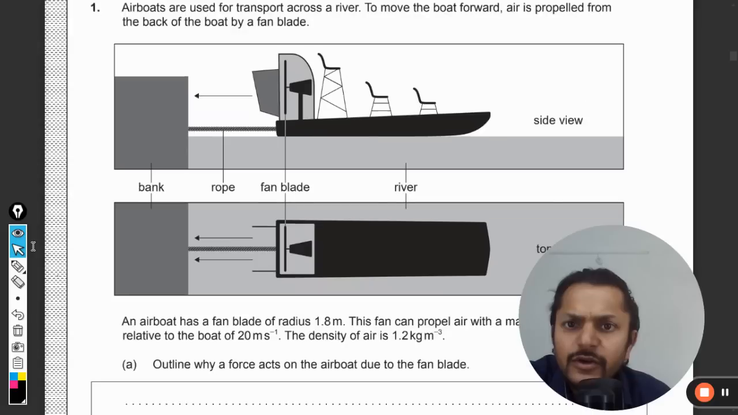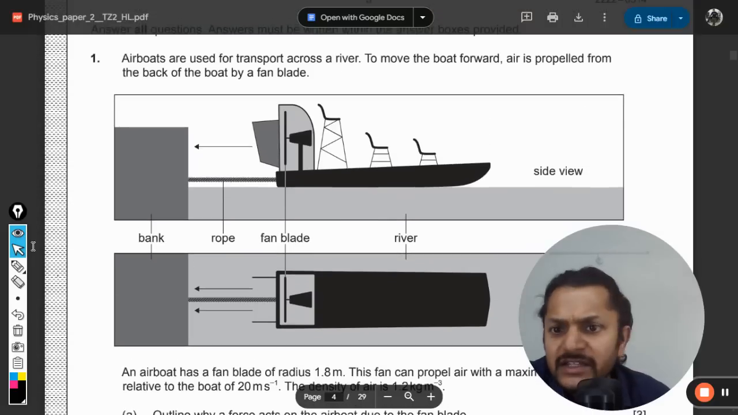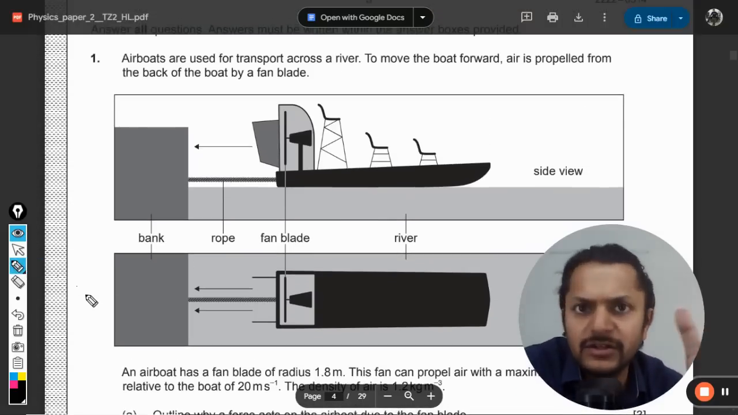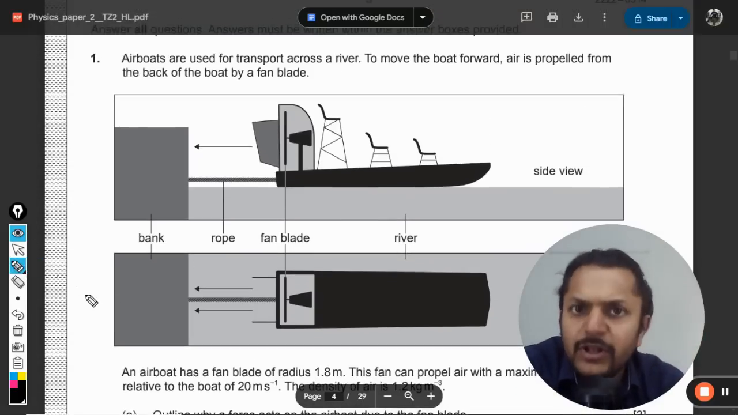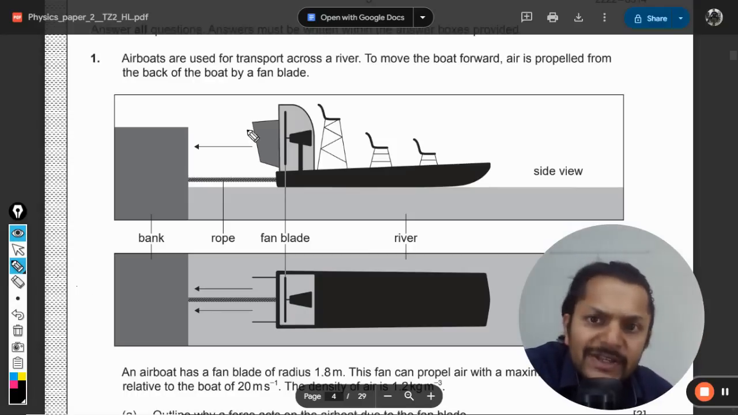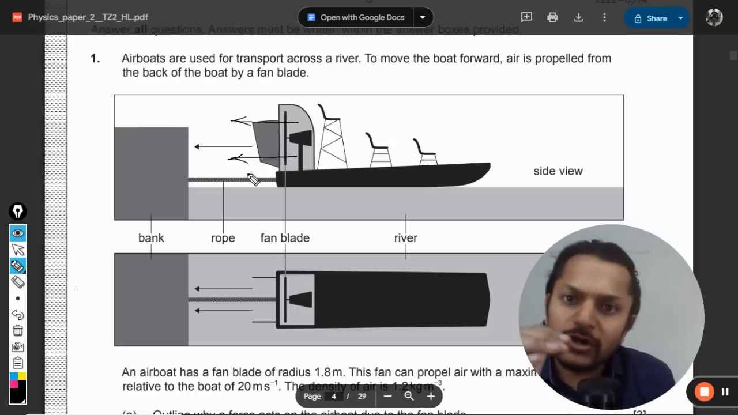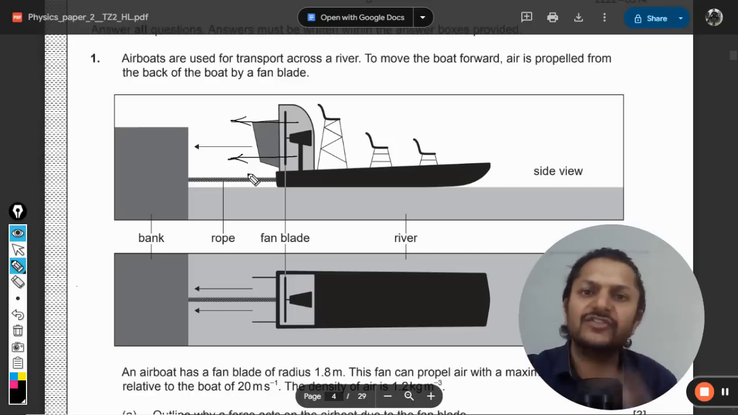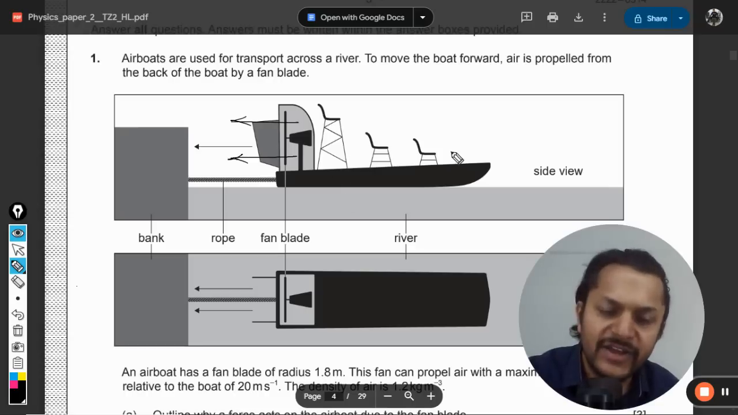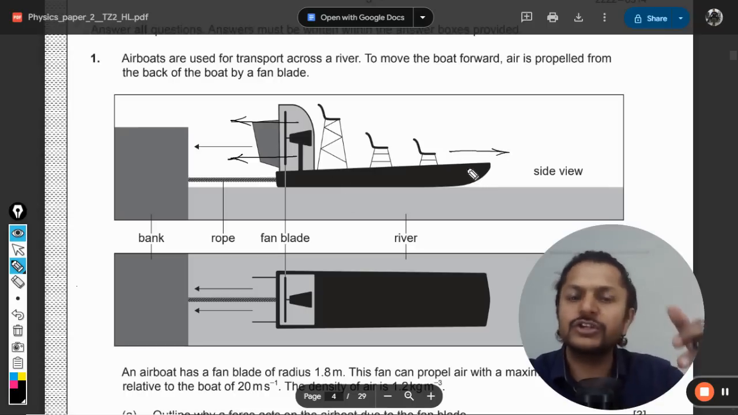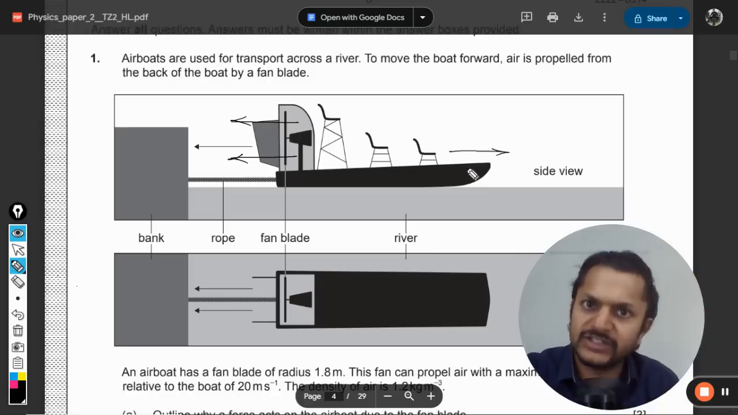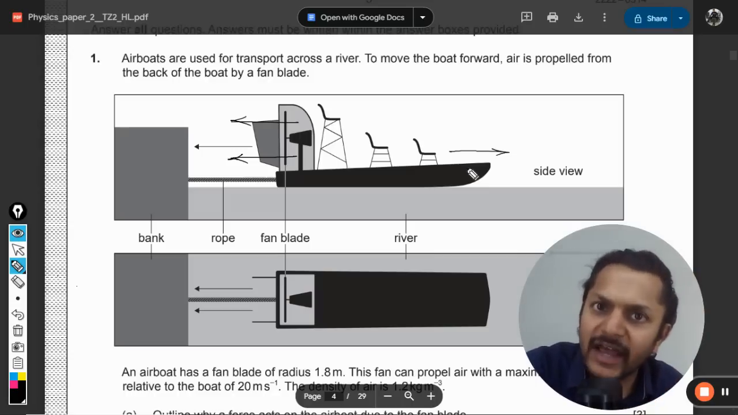So first of all, what happens here is they are just using the action-reaction principle, like Newton's third law. This is the fan, and the fan is trying to propel the air into the backward direction. Because of this action force, a reaction force comes into play, and that reaction force applies a force on the boat, so the boat starts moving towards the right hand side.